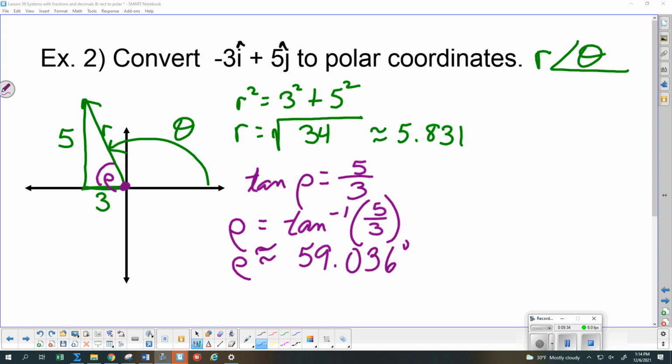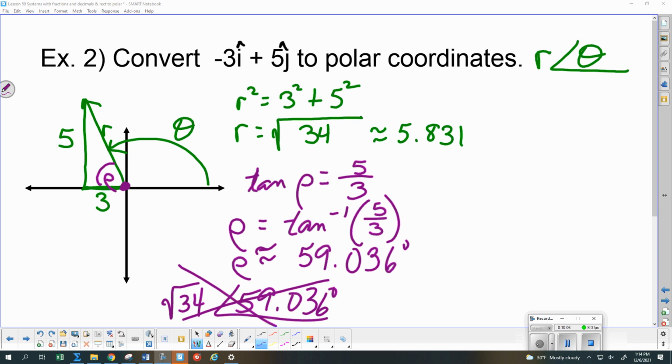So if I say my vector is root 34 at 59.036 degrees, does that match where I drew this green vector? If I say it's at 59 degrees, I'm saying it's in the first quadrant. But my picture shows me it needs to be in the second quadrant. So it is not correct to say root 34 at 59.036 degrees, because that one is in the first quadrant and our picture is in the second one.